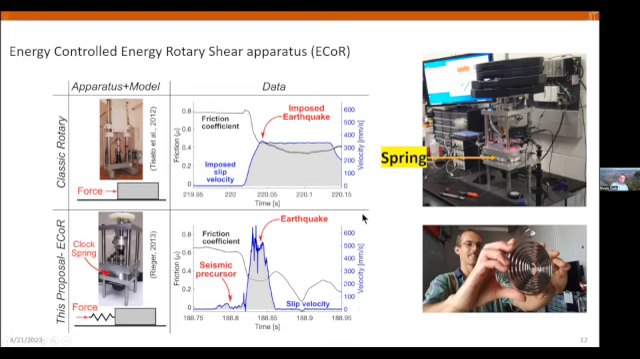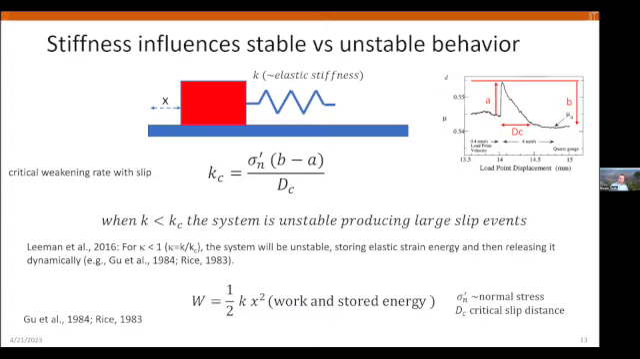So for this reason, we think that ECoR is a great way to study the feedback between the energy that is stored in the spring, in this case, the rate at which that energy is provided to the fault, and the processes happening on the fault itself. So we know that the stiffness influences the slip behavior of a fault. And this is well known. The first to put forward this idea were Gu and collaborators in '84 and Rice in '83.